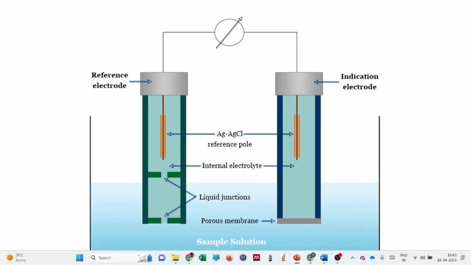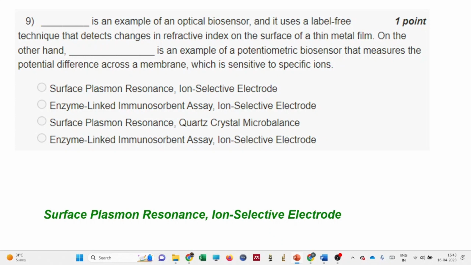So yes, an ion selective electrode is a potentiometric biosensor that measures the potential difference across a membrane that is sensitive to specific ions. The electrode is designed to respond selectively to a particular ion or a group of ions and generates a voltage signal proportional to the ion concentration in the sample. The potential difference across the membrane is measured using a reference electrode, and the resulting voltage signal is converted into an ion concentration value using a calibration curve.